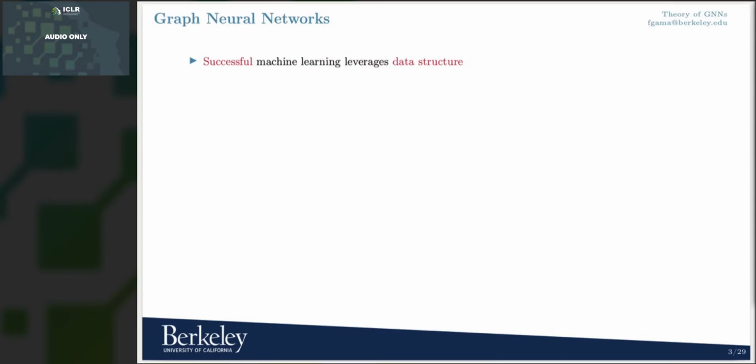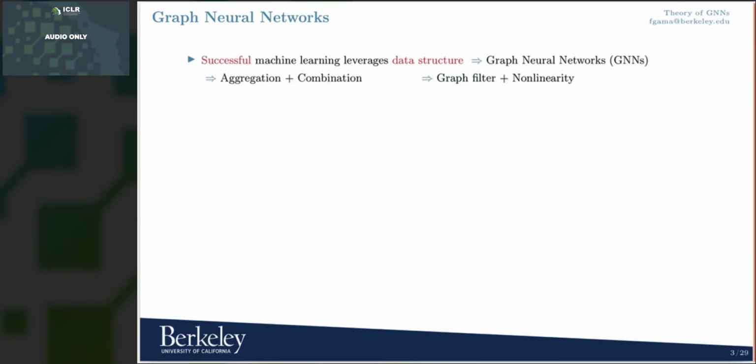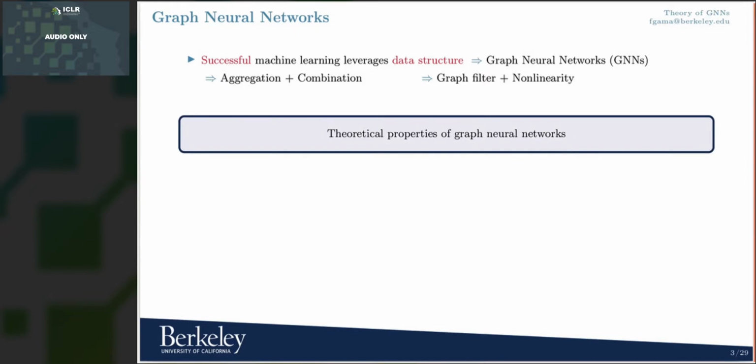Thus, the core of machine learning on graphs is about exploiting the graph structure. In particular, we will focus on graph neural networks, which can either be described generically as an aggregation step followed by a combination step, or as a graph filter followed by a nonlinear function. Both of these descriptions are equivalent, it just allows for different perspectives on the architecture. The objective of this talk is to introduce and present some basic theoretical properties that GNNs have.